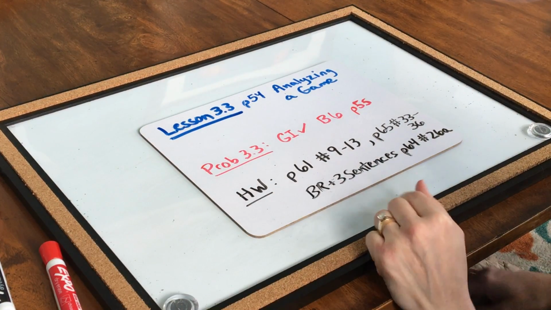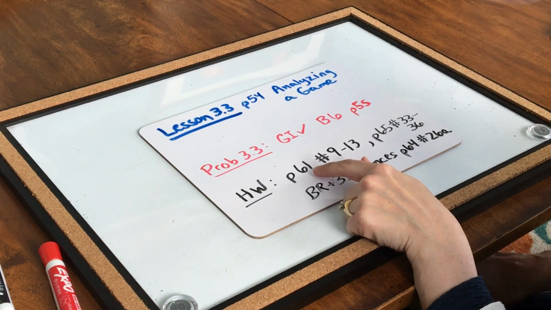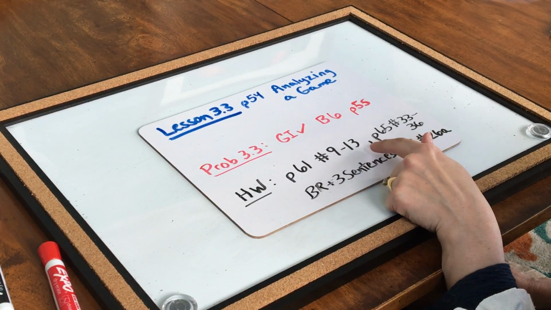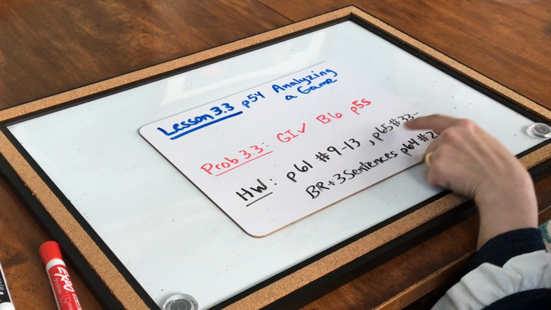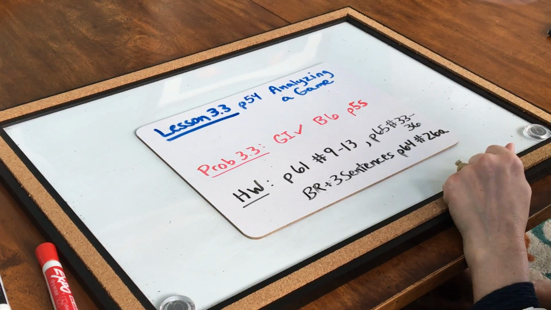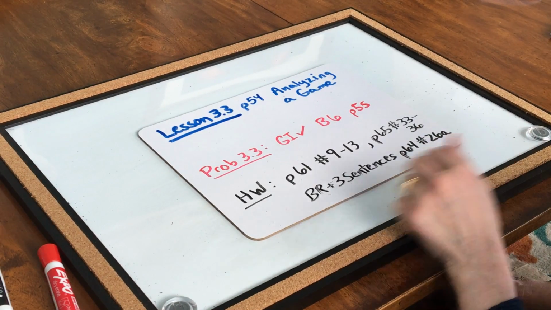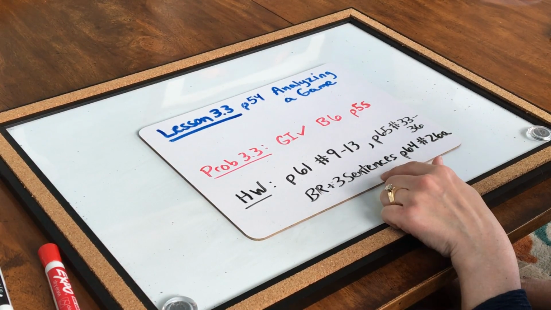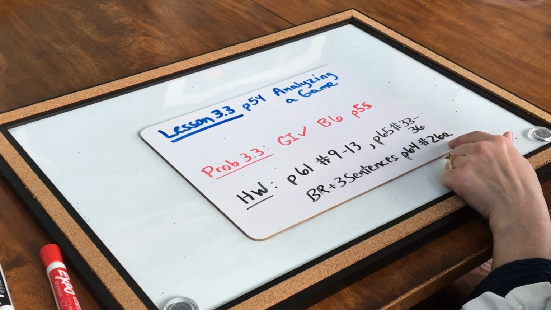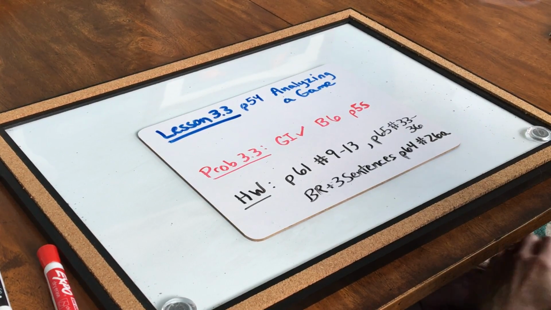Also, just as a preview, your homework is going to be page 61, numbers 9 to 13, and then also page 65, numbers 33 to 36. You're also going to do your bell ringer in 3 sentences right along with your homework, on page 64, number 26A.